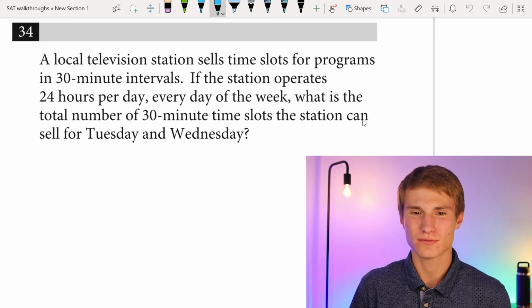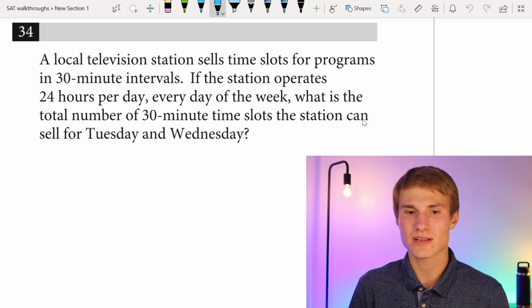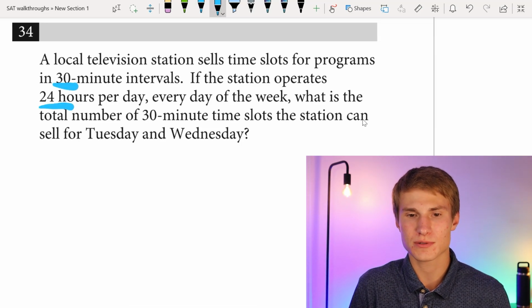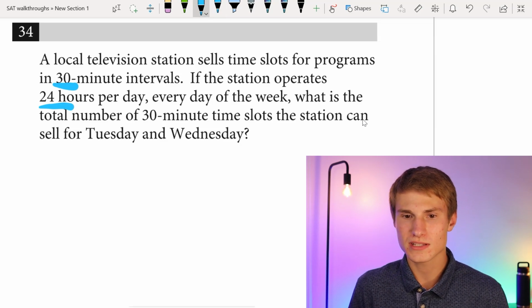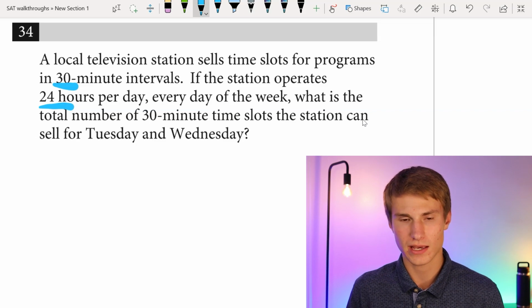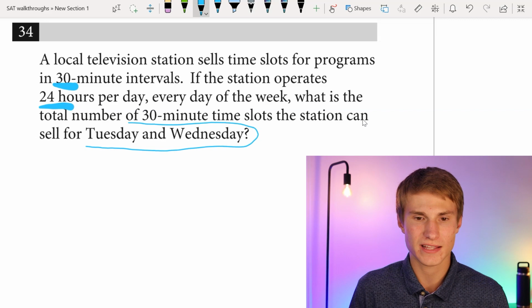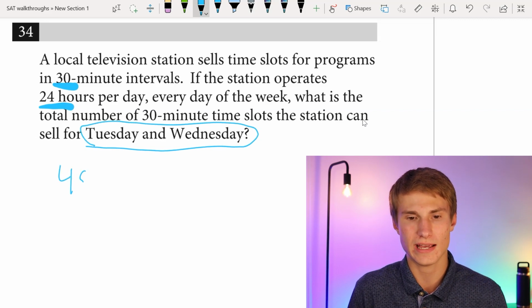All right, moving on to question 34. A local television station sells time slots for programs in 30-minute intervals. If the station operates 24 hours per day, every day of the week, what is the total number of 30-minute time slots the station can sell for Tuesday and Wednesday? Well, if we're operating for 24 hours each day and we're operating for Tuesday and Wednesday, that's 2 days, giving us a total of 48 hours.